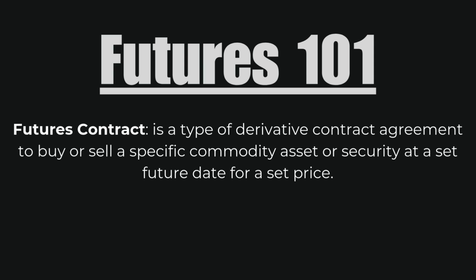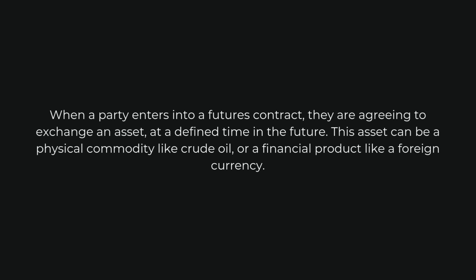So, when a party enters into a futures contract, they are agreeing to exchange an asset at a defined time in the future. This asset can be a physical commodity like crude oil or a financial product like a foreign currency or cow.